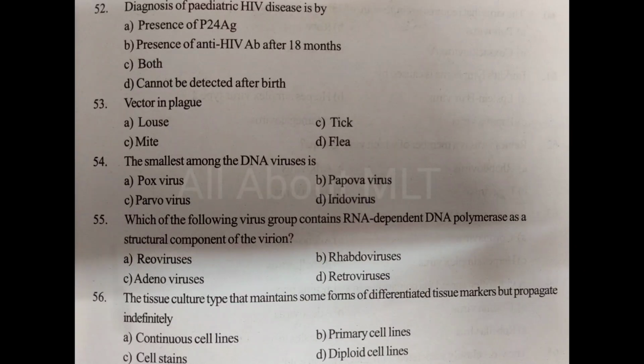Which of the following virus group contains RNA dependent DNA polymerase as a structural component of the virion? Option A reovirus, option B rhabdovirus, option C adenovirus, option D retrovirus. Answer is option D retrovirus. The tissue culture type that maintains some forms of differentiated tissue markers but propagates independently. Option A continuous cell lines, option B primary cell lines, option C cell strains, option D diploid cell lines. Answer is option A continuous cell lines.